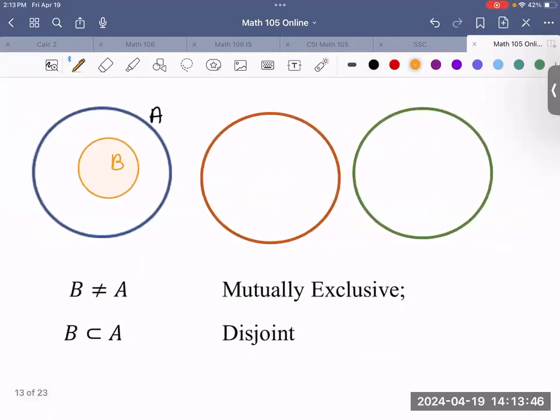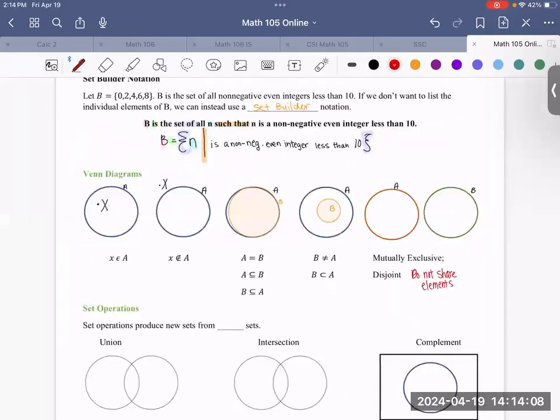And our last vocab, mutually exclusive or disjoint events. We're going to have A on one end and B on the other, where they do not share any elements. They have nothing in common. So that's kind of a visual idea of what we're working with.